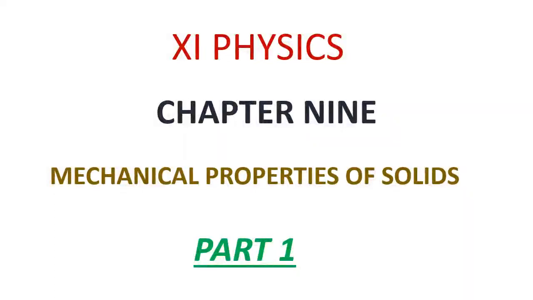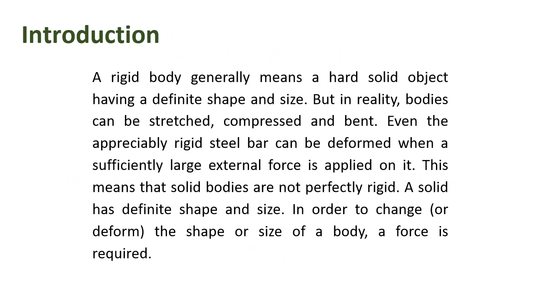Welcome to chapter 9 of 11th Physics, Mechanical Properties of Solids. By a rigid body, we generally mean a hard solid object having a definite shape and size. In reality, solid objects are not perfectly rigid. They can be stretched, compressed, and bent.